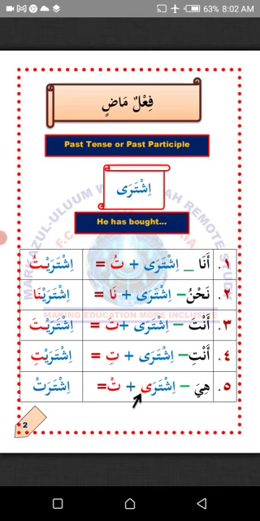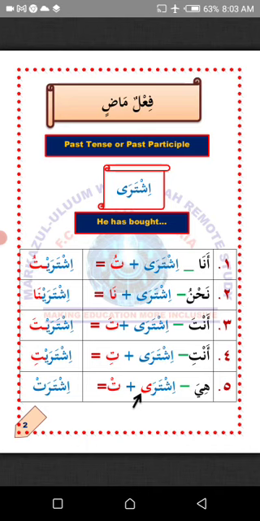Ithnan, number two. Nahnu, we. So how do we change the verb ishtara to suit nahnu? All you need to do is to attach na to the last letter. Then you give sukun to the letter before it. The verb ishtara will now become ishtaraina, which means we have bought.